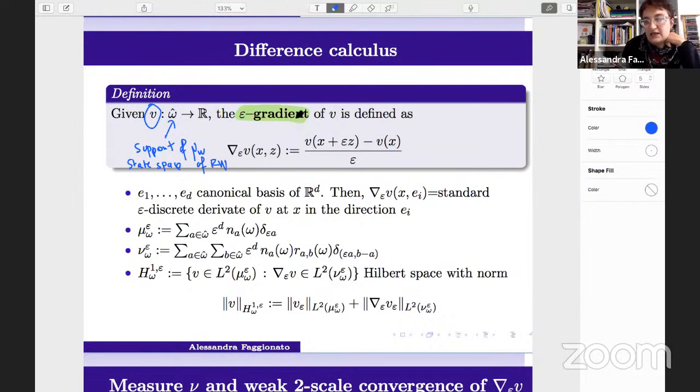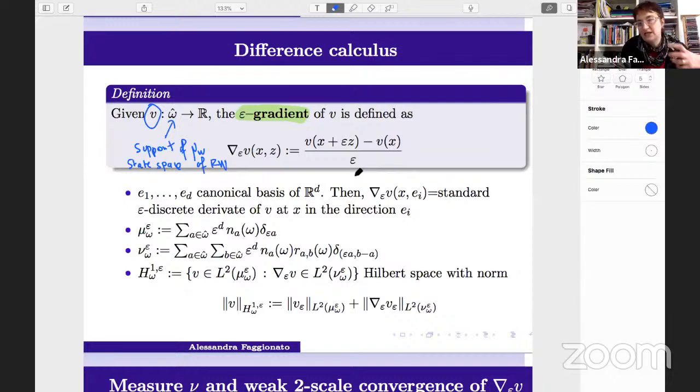Okay. So the epsilon gradient of V is a function of two entries. One is the position, x. And the other, so it's a vector, z, which I will call the jump, because at the end it is related to the jumps of the random walk. And it is given by this ratio: V evaluated at x plus epsilon z minus V of x, divided by epsilon.